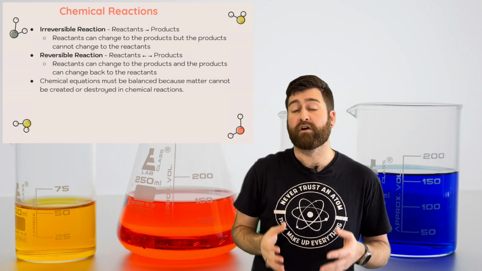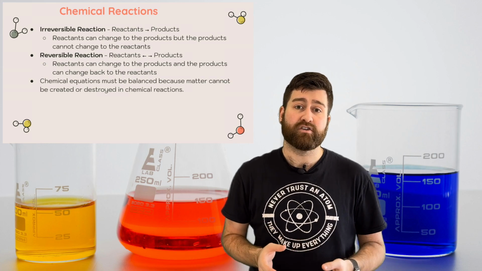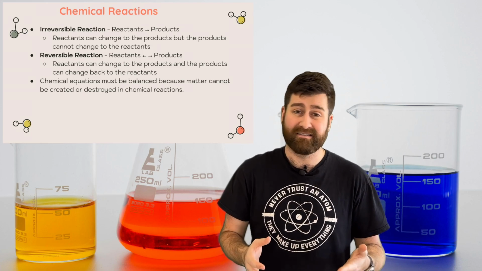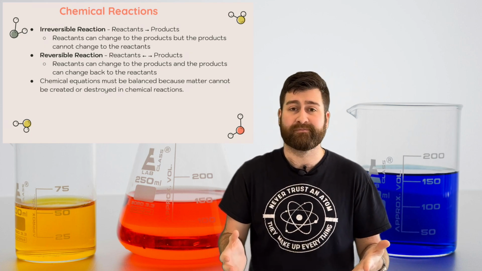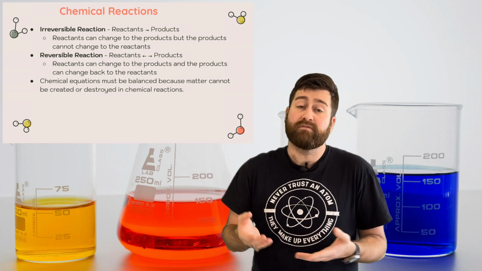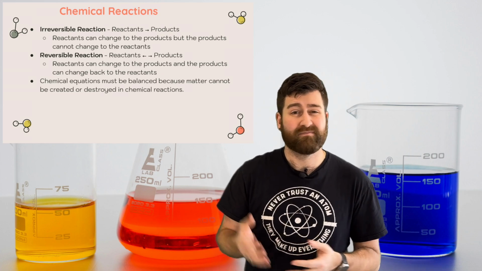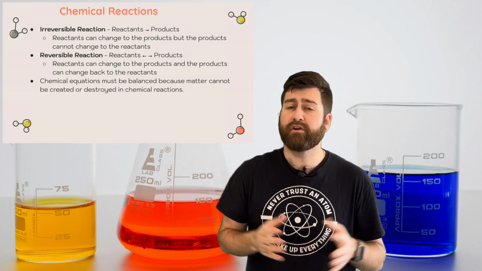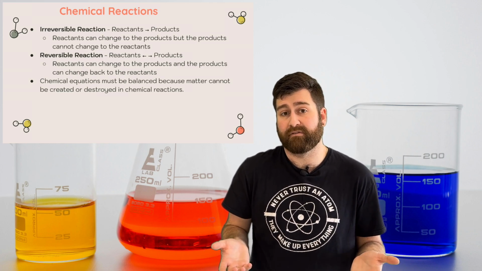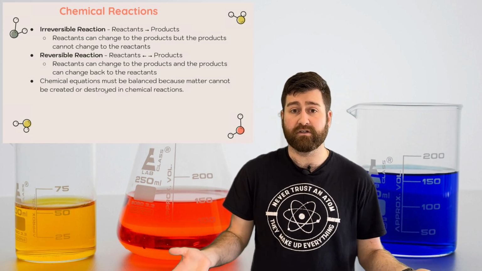Sometimes chemical reactions are irreversible, which means that once it happens, it can't go back. And these reactions are where reactants can change to the products, but the products cannot change back to the reactants. Another way of saying the same thing. Sometimes chemical reactions, however, are reversible. These reactions are where reactants can change to the products and the products can change back to the reactants. Somewhat of a back and forth at times. Under certain conditions anyway. Chemical equations, aka the formula for chemical reactions, must be balanced because matter cannot be created or destroyed in chemical reactions.